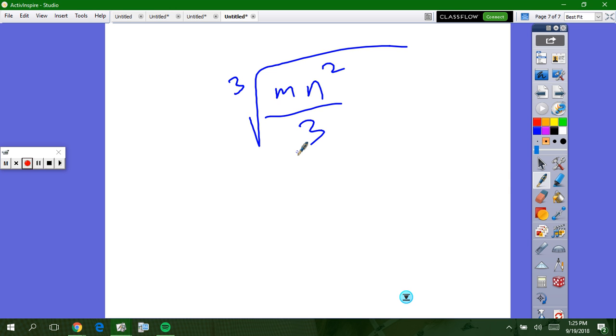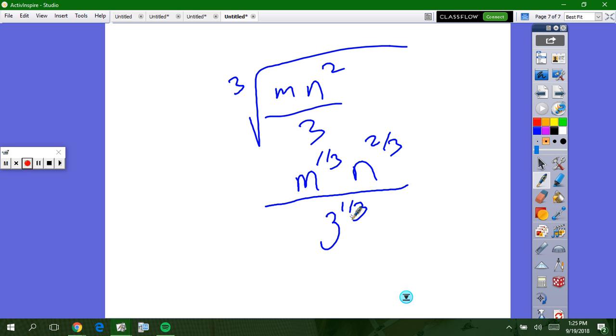What is that? Okay, what would this be? m raised to what power? 1/3. n raised to what power? 2/3. I think after this we got this idea, don't we? And then 3 raised to what power? 1/3.